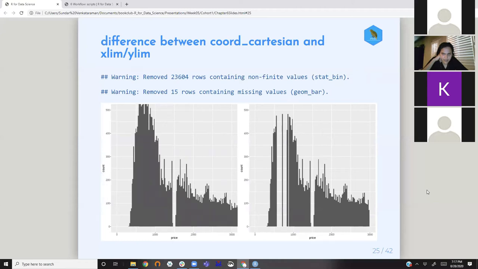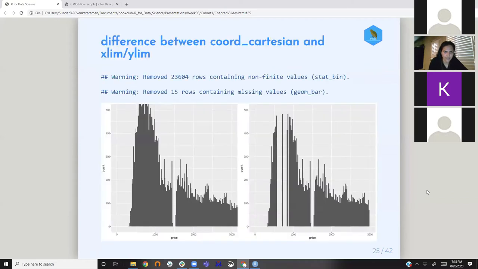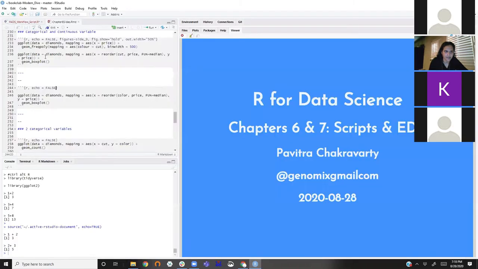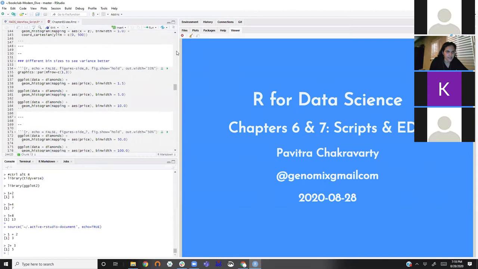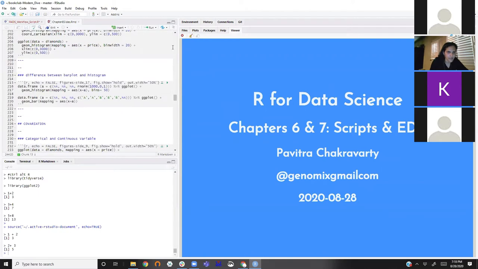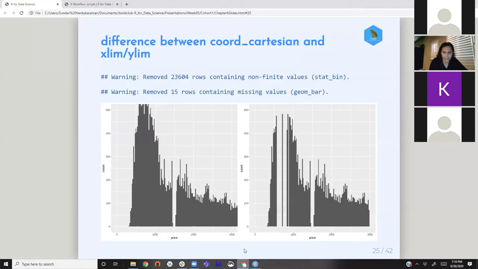Let's see, there's thousands. I should have put my little code stub in here. So what I might do is go back and pull up what's going on here. The first one is actually the coord_cartesian, and the second one is the xlim, ylim, so I apologize. The first one was coord_cartesian.